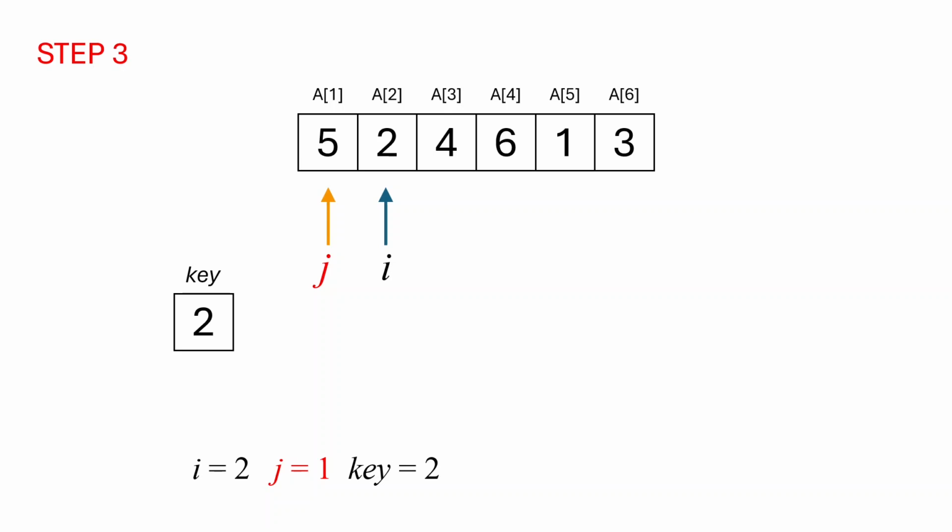So that's a 1. Then I'm going to start my loop, and I'm going to ask, is j greater than 0? And in this case, yes, it is. And is the element value pointed to by j greater than key? And in this case, it is true. So both of those statements are true, and that makes the whole loop true.